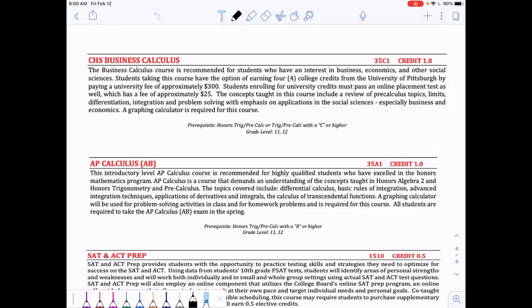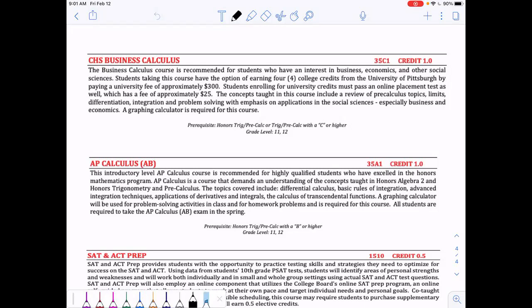If you have a B or higher, 83% or higher, in Honors Trig and Pre-Calc, we recommend you take AP Calculus, especially if your path is to do something with math or science. If you don't have a math or science path and you don't have a B or higher, then we recommend you take the Business Calc class.